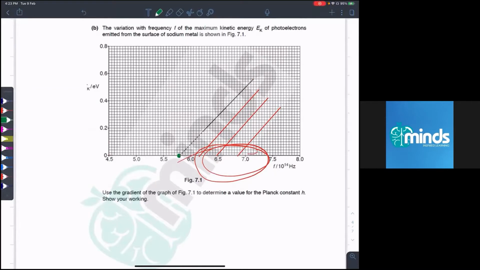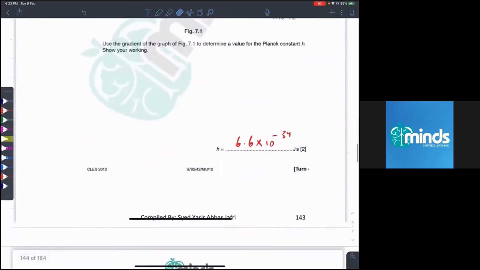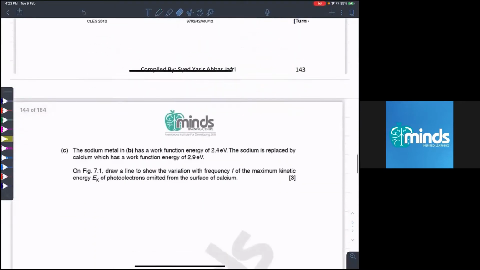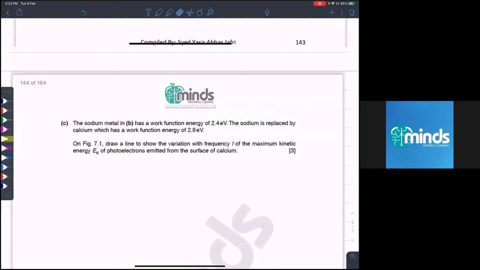The graph will be a straight line, but you can draw many straight lines. Where you draw this straight line is decided by the work function of the metal. The work function of the new metal is 2.9 electron volt. I hope you remember, work function is given by hf naught, where f naught is its threshold frequency. That means 2.9 into 1.6 x 10 to the minus 19 joules.